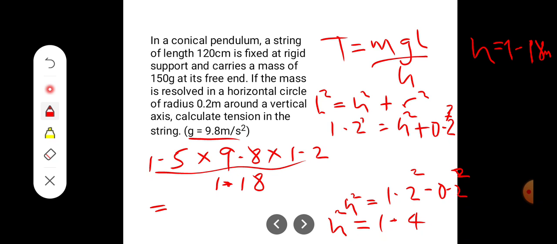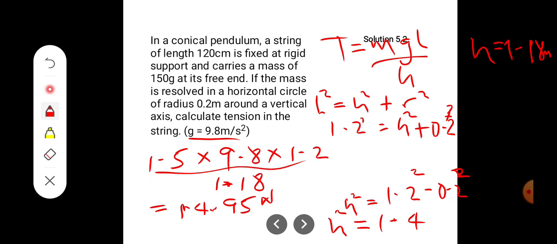So let's calculate this quickly. You're going to have 1.5 times 9.8 times 1.2 divided by 1.18 gives us the answer. The answer is 14.94. So we have 14.95 actually, 95 newtons. This is beautiful. So this is how to answer questions like this. So let us move.